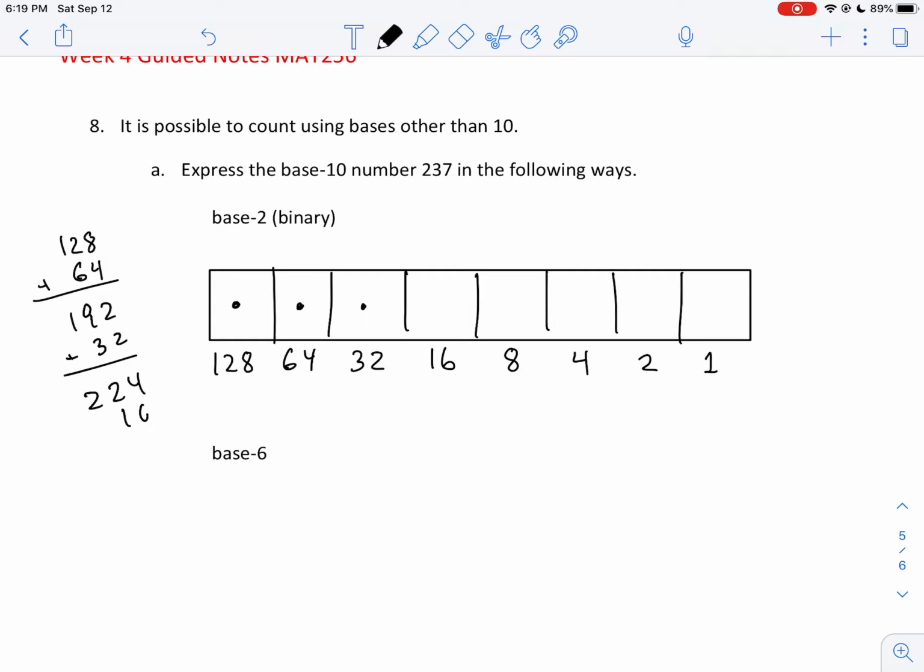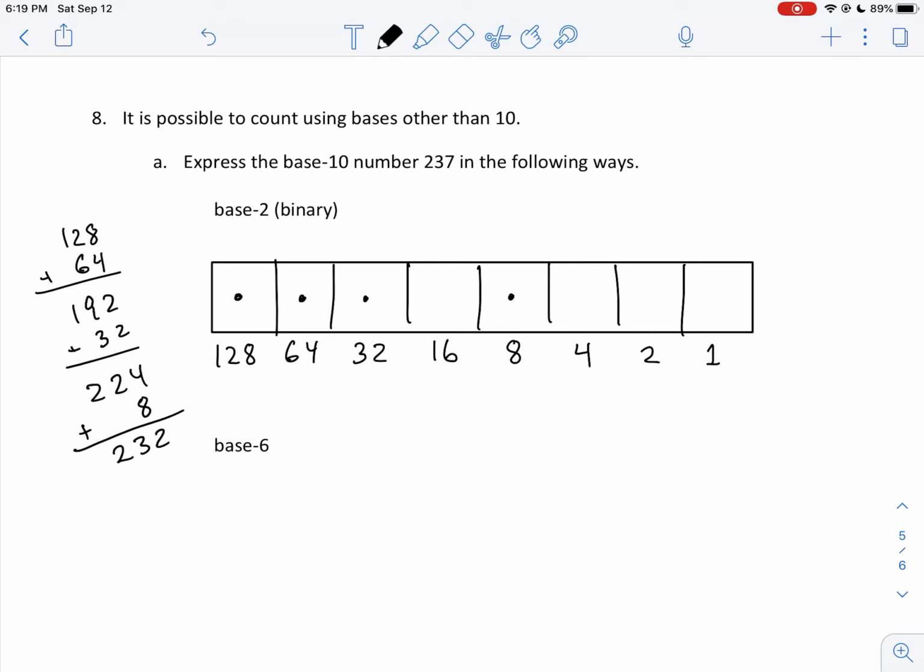Do I need any 16s? Well, if I add a 16 to this, this will take me to 240. Well, that's more than 237, so I don't need any 16s. So we skip the 16 box. We go to the 8 box. Add 8 to 224. That gives me 232. That's still less than 237, so we can have an 8 present.